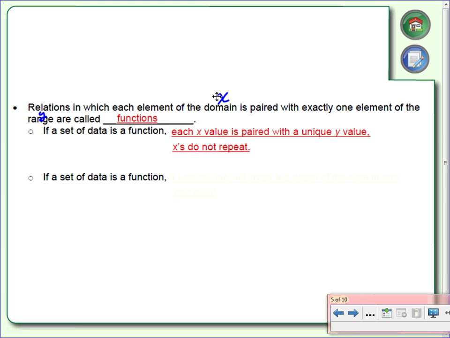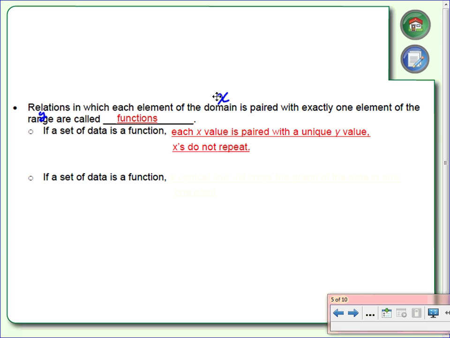So in order to be a function, x's cannot be repeated. Like, what do you mean, x, as in the numbers on the x-axis? If I give you a set of ordered pairs, I can't use the same x twice. I can only use it once. Okay? And I'll give you some specific examples a little bit later.